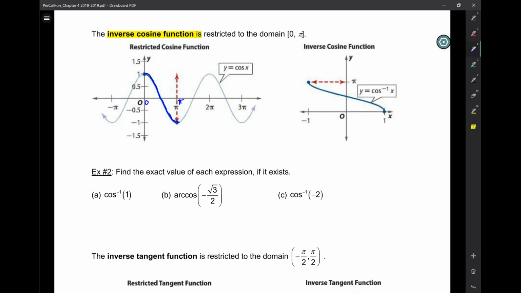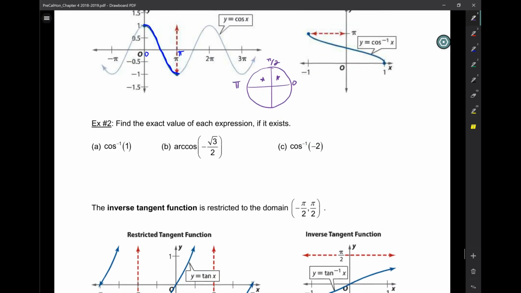The inverse looks like this. So if it's from 0 to pi, that means all of the values that are defined for this are in these two quadrants, from 0 to pi. That means your answers, your range, can only be 0, pi over 3, 3 pi over 4, up to pi, okay? So find the exact value, meaning no calculator, inverse cosine of 1.